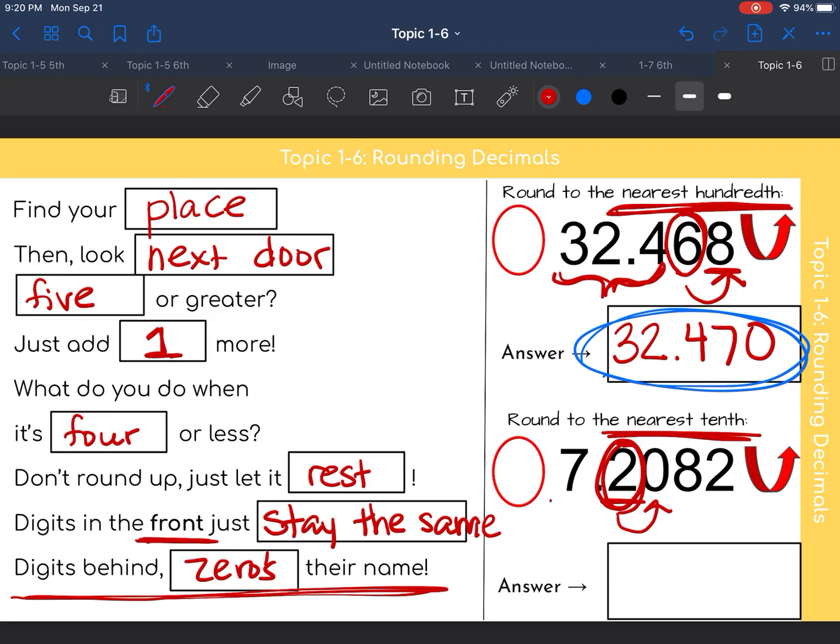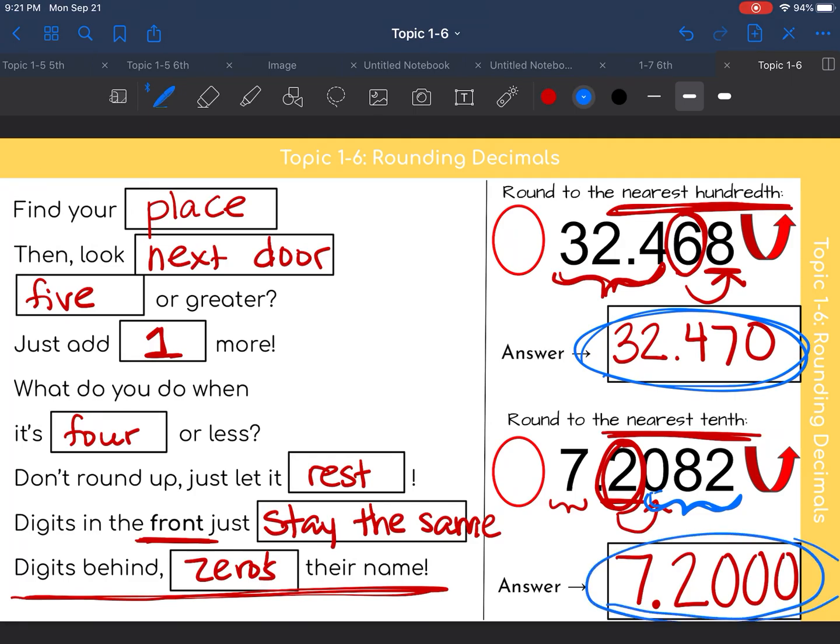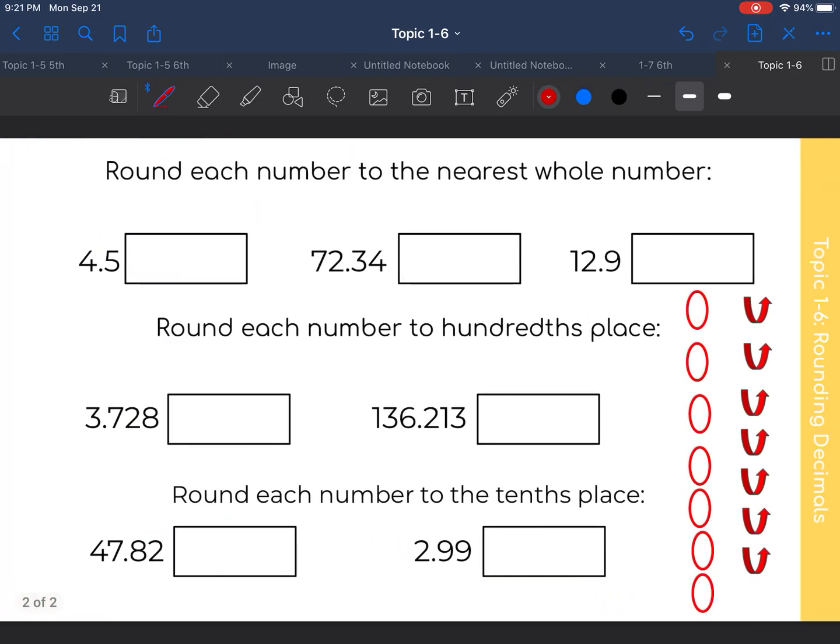Digits in the front, meaning this 7, stays the same. We didn't change the 2. And then the digits behind, so these digits right here, zeros their name. So we have 3 zeros there. All right, and this is our answer, rounded to the nearest 10th. So let's do a few more practice problems.